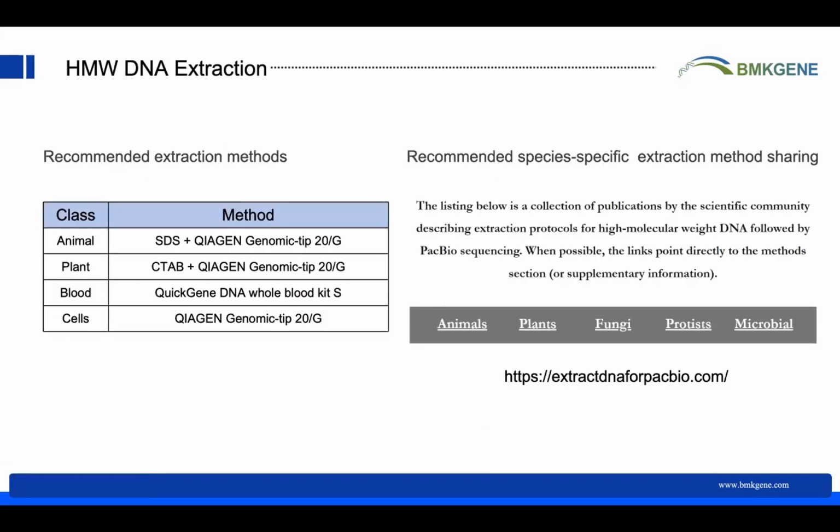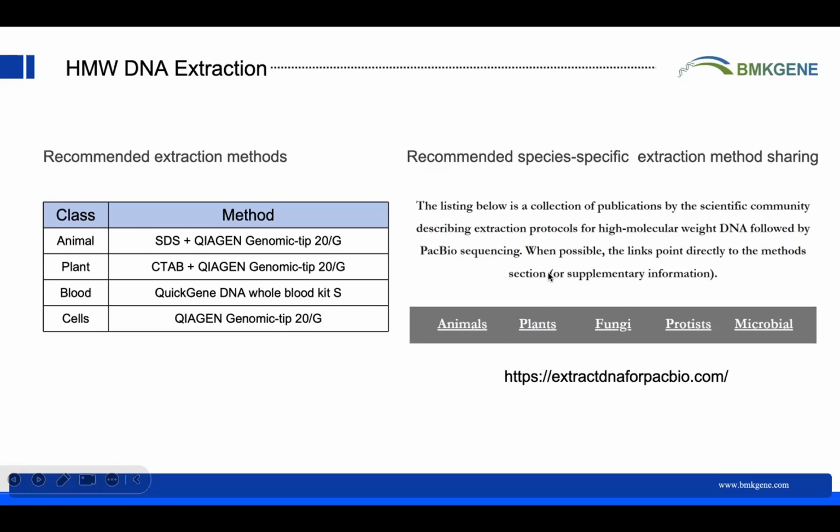And if you want some recommendations of extraction methods, from our experience, we would recommend these methods for different species. For animals, we recommend using the SDS extraction method with the purification kit. And for plants, we more recommend the CTAB method. For blood, we recommend a specific whole blood kit, and for cells, we recommend just the purification.